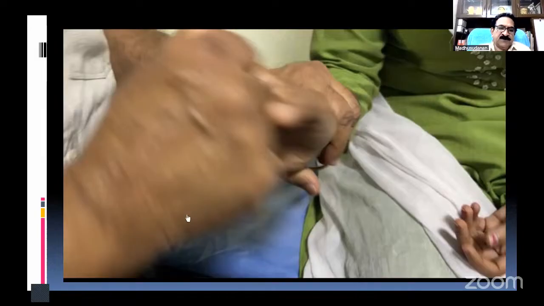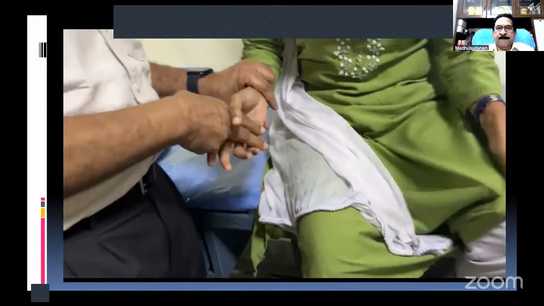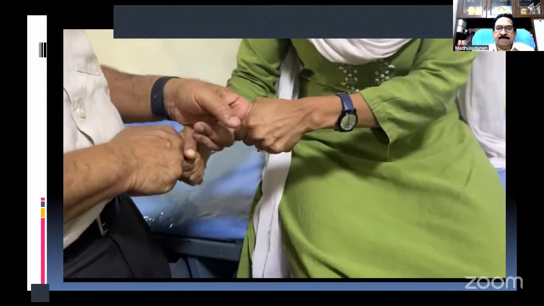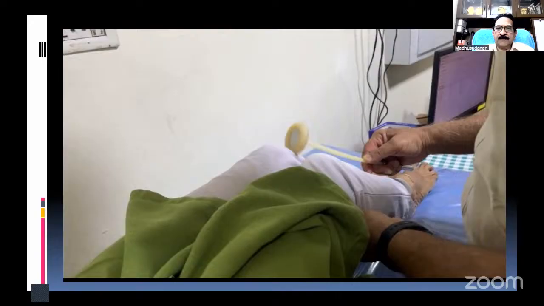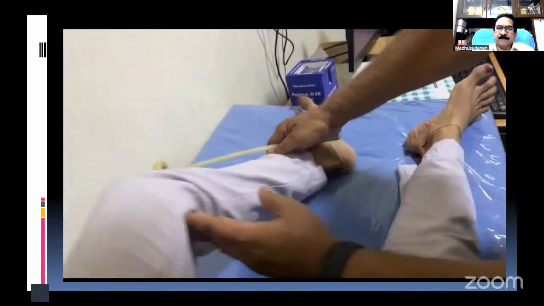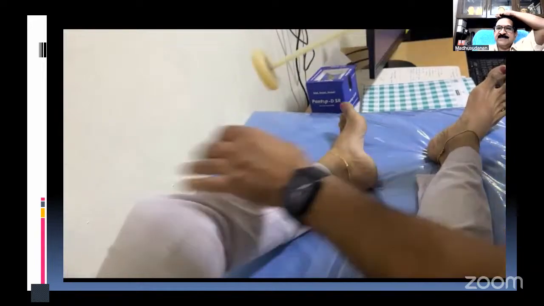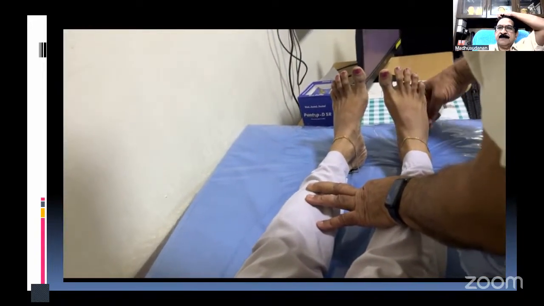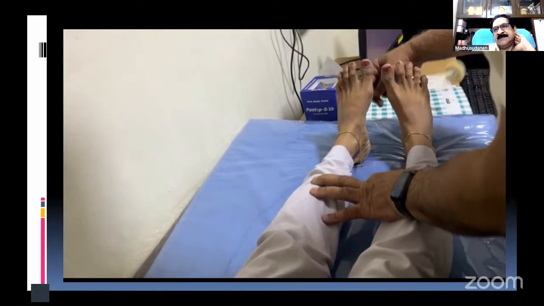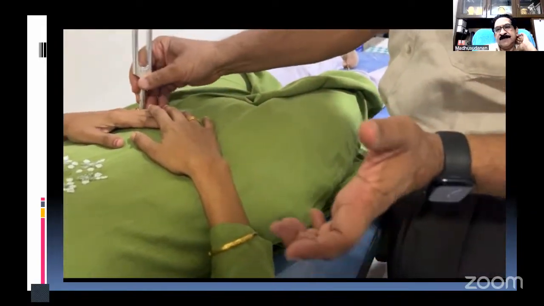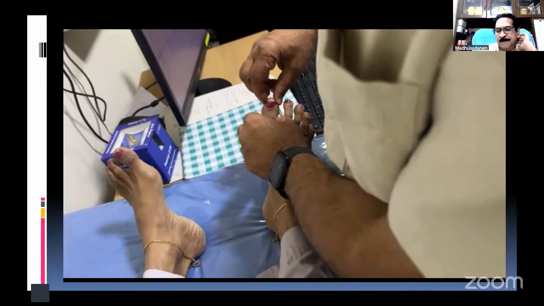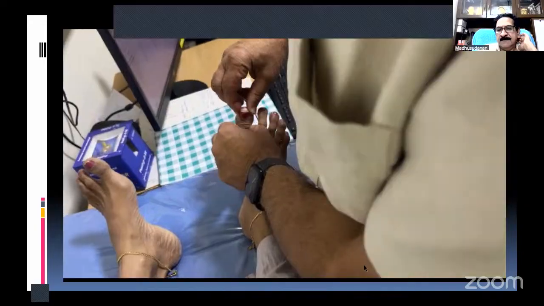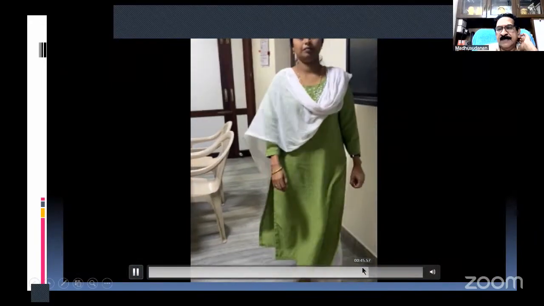So the rest of the examination was normal. I will just pass through that. Plantar was downgoing, sensations were all normal. Gait was also normal. She never had any other complaints. Anyway, for completion's sake, I completed the examination. Normal.